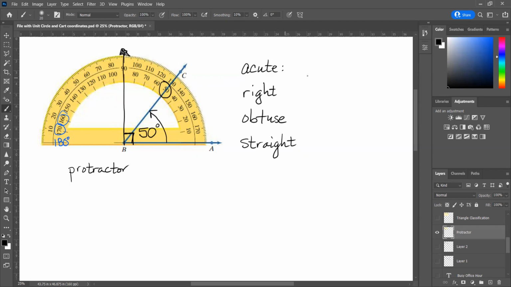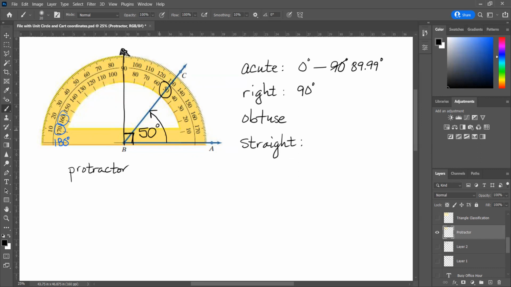Now, an acute angle has a measure that is between 0 degrees all the way up to 90. And I should probably cross out that 90 and put 89.99 degrees. It goes all the way up to 90 without actually equaling 90, because once we equal 90, we have a right angle. So anything less than 90 degrees would be an acute angle. Exactly 90 degrees is a right angle.